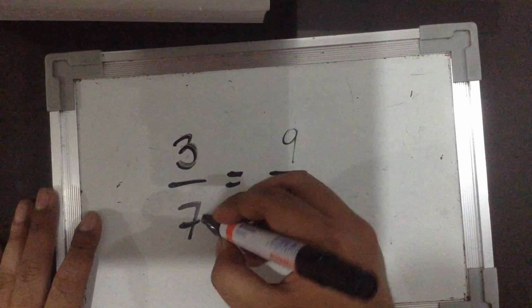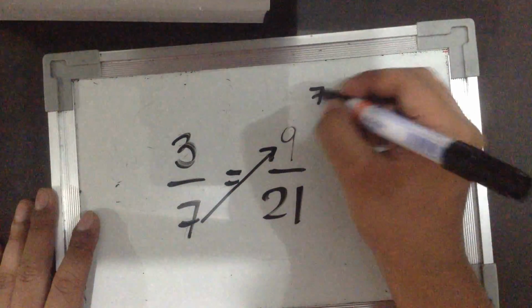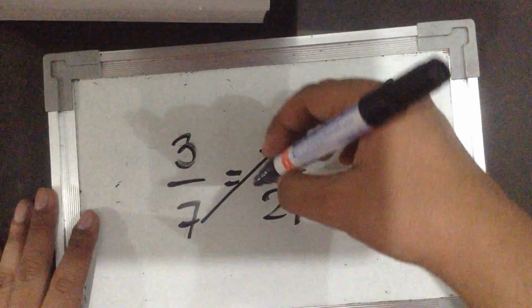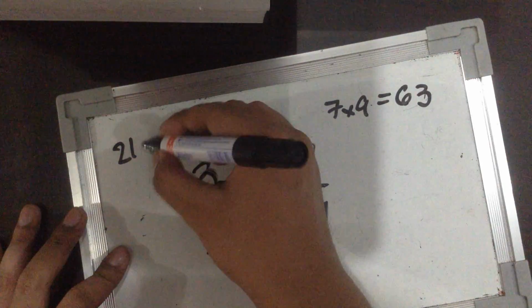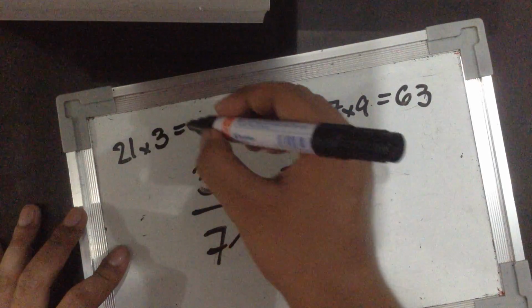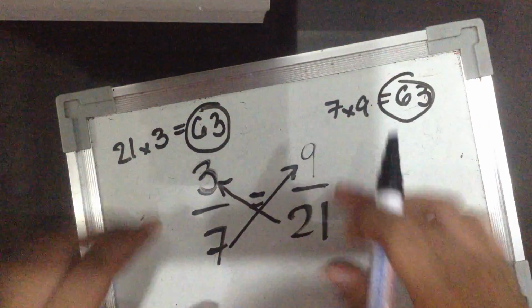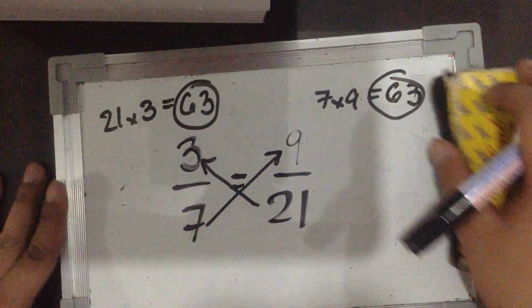So a way to check if these two are equivalent is to cross multiply. So you take 7 and 9, you multiply them together, so 7 times 9, that makes 63. 21 times 3, if you actually do the long division method, you'll still get 63. So if your answer on both, to make this cross, is the same, these are equivalent fractions.